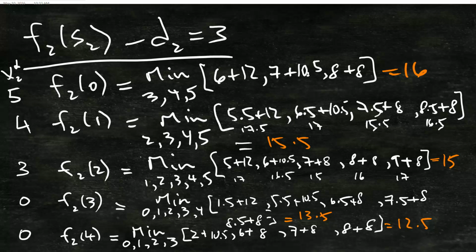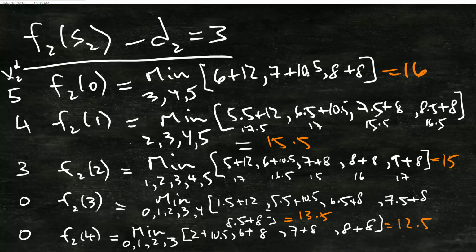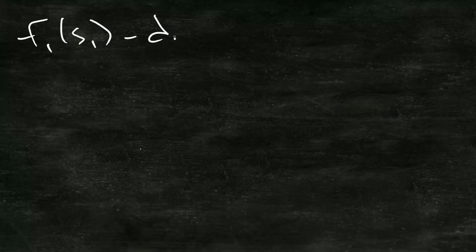Okay, like before, we have now highlighted the F values in the stage ahead in orange. So now we can start. We need to know what the demand is in the first month. It is 1. And so we're going to go here, F1, S1, D1 is equal to 1.